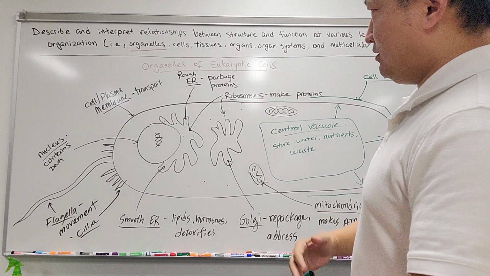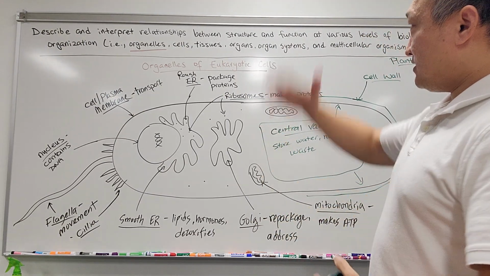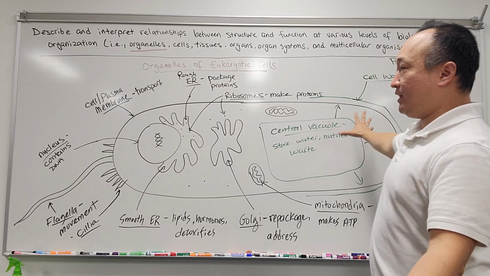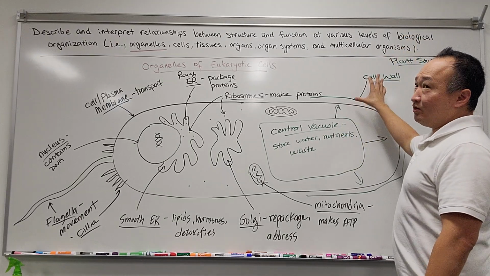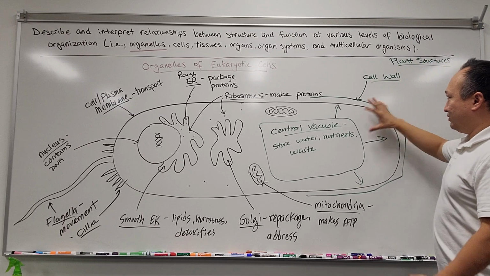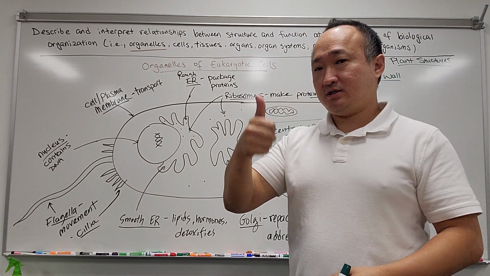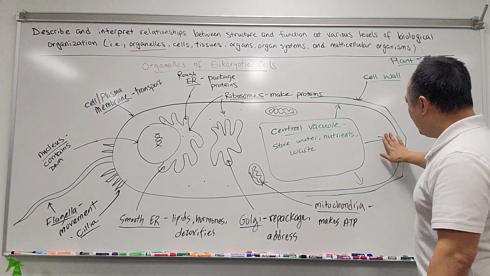So you have your plant. Why is it upright? You get a question like that. It's because the central vacuole, when it expands, pushes against the cell wall, and those two structures work together in keeping plants upright.